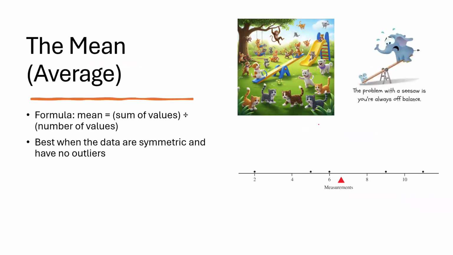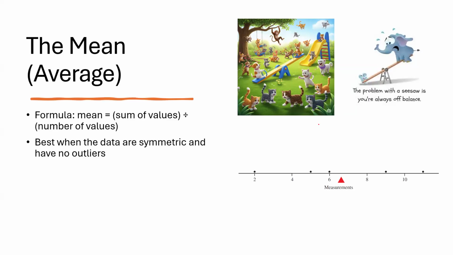The mean or average is probably the most familiar measure of center. To calculate it, you add up all the values and divide by how many values there are. It represents the balance point of a distribution, like where a seesaw would balance if each data point were a weight. The mean is useful for symmetric distributions without extreme values, but it has a weakness. It gets pulled in the direction of outliers. A single unusually high or low value can distort the mean and make it less representative of the typical case.